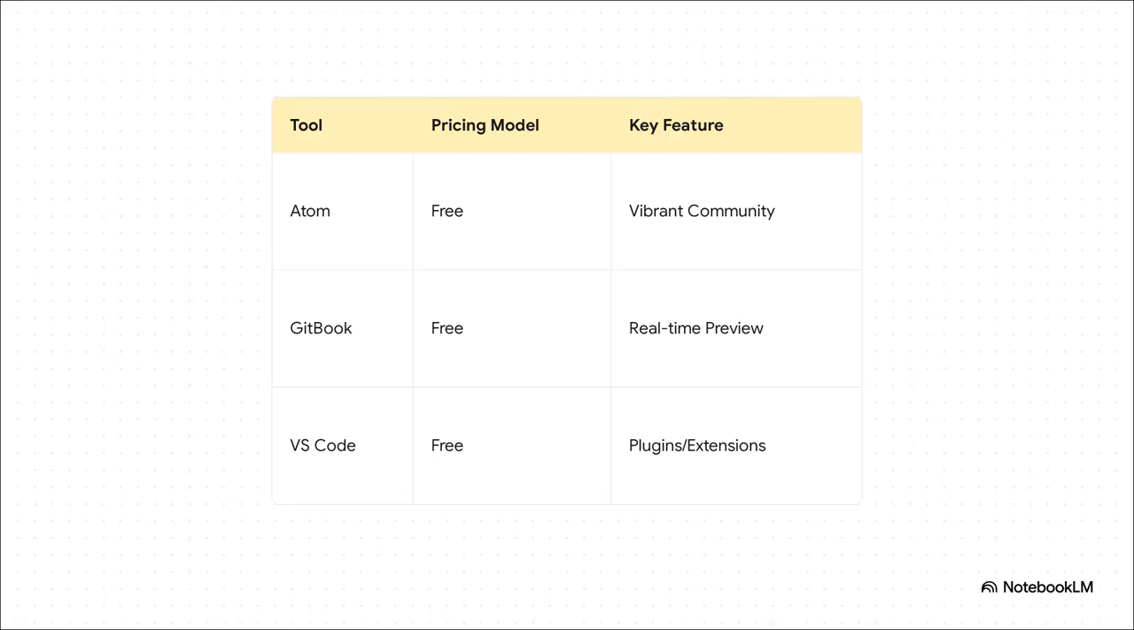So, which one do you pick? Well, Atom, Gitbook, and VS Code are all fantastic, and best of all, they're all free. If you're someone who likes having a big community to ask for help, Atom is a great choice. If you want to see what your final web page will look like as you're typing, Gitbook's real-time preview is for you. And if you're a tinkerer, someone who loves to customize their tools, oh man, the plugins and extensions for VS Code are a dream. You can add anything from spell checkers to style guides. Honestly, you can't go wrong with any of them.